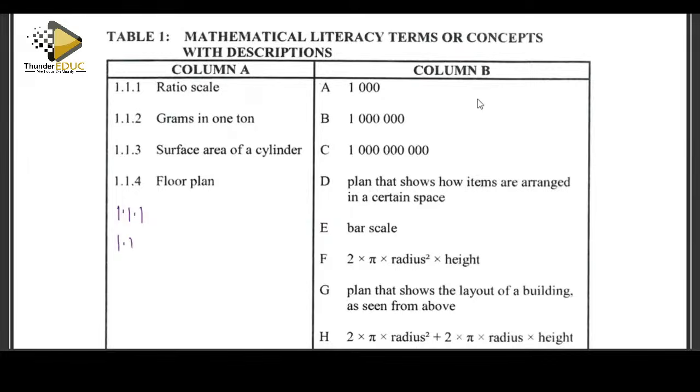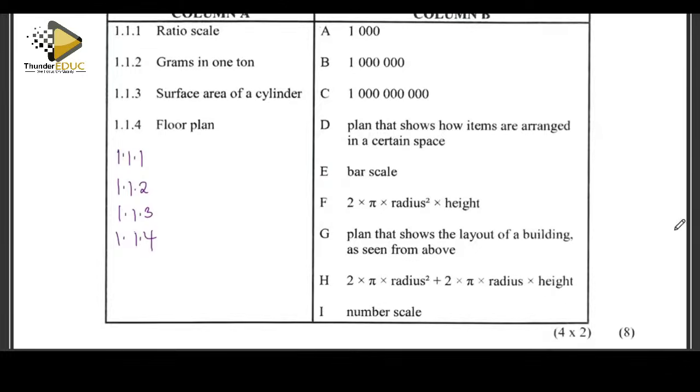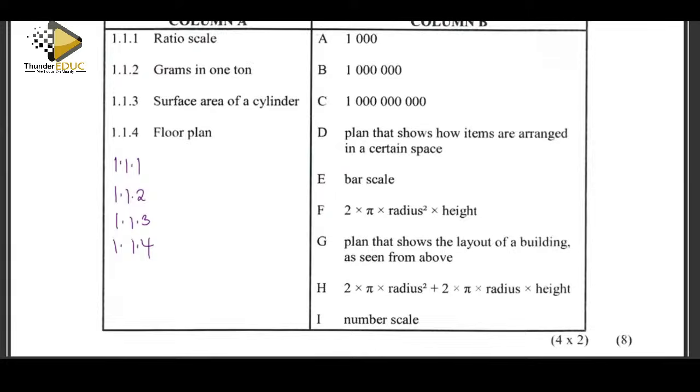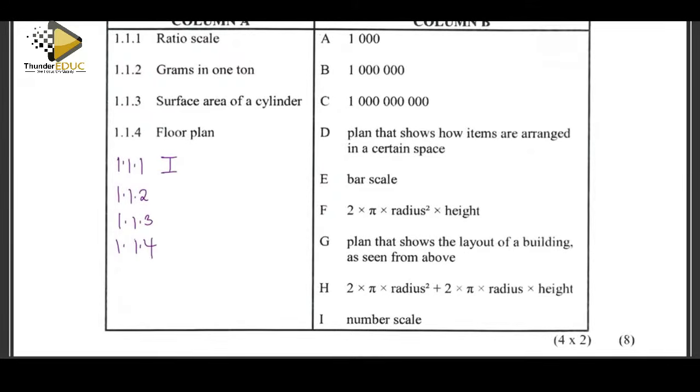Here we have 1.1.1, 1.1.2, 1.1.3, and 1.1.4. A ratio scale. You come to this other side and you look at these answers here. What could it be? A ratio scale. Now, a ratio scale is the same as a number scale. So here we have the answer as I.